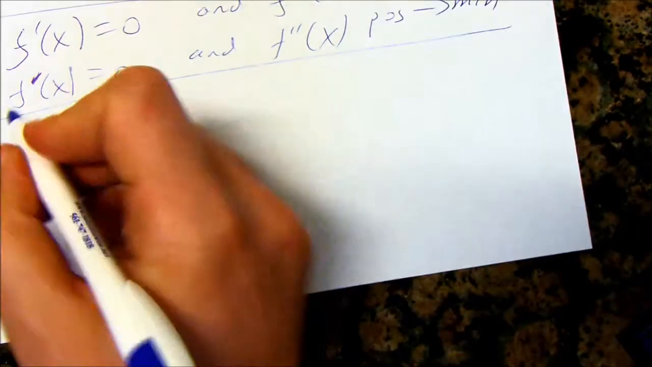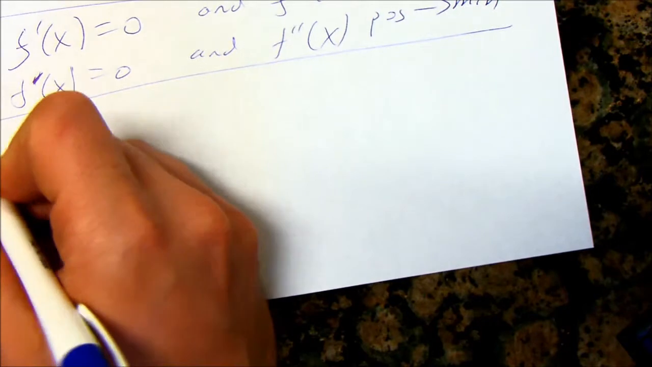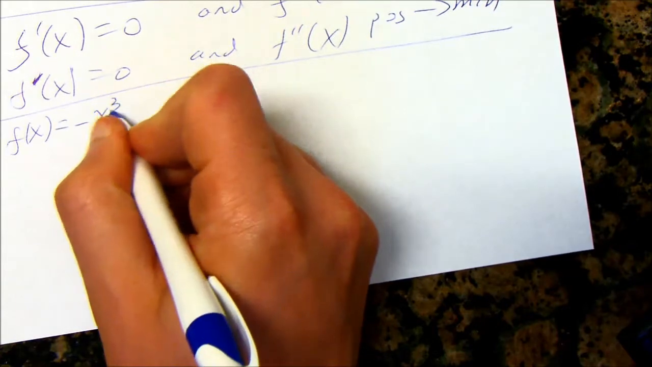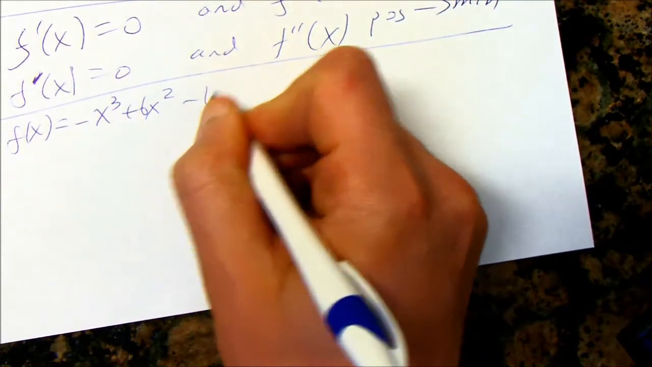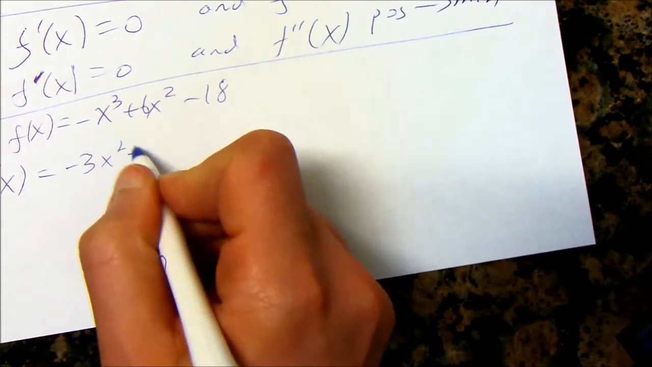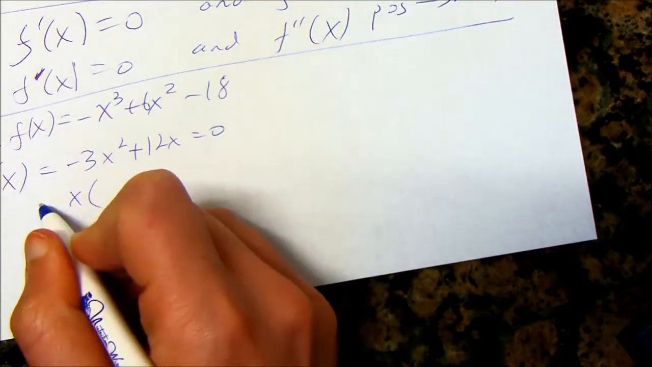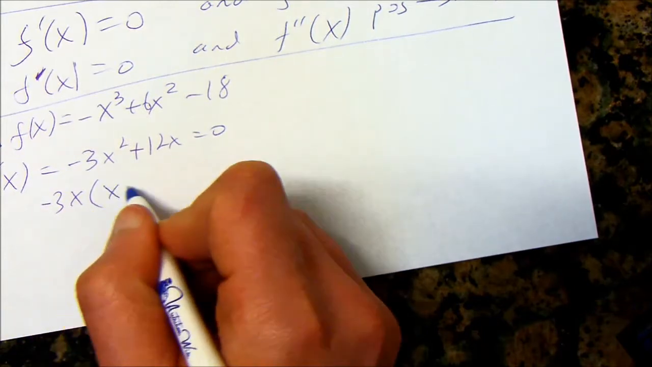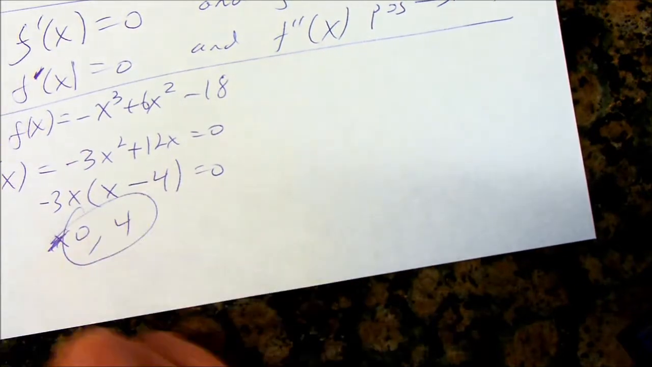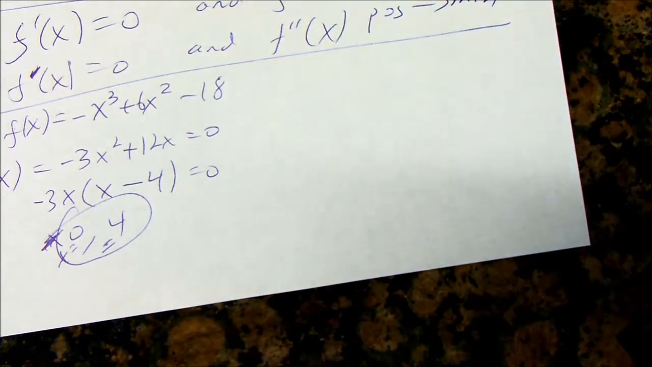So let's look at number 6. This is f of x equals negative x cubed plus 6x squared minus 18. The first derivative, f prime of x, is equal to negative 3x squared plus 12x equals 0. So solve for x: I can factor out a negative 3, so I'm going to get x minus 4 equals 0. So it's 0 and 4. x equals 0 and 4. x is not a point. These are two x values. So what are they?